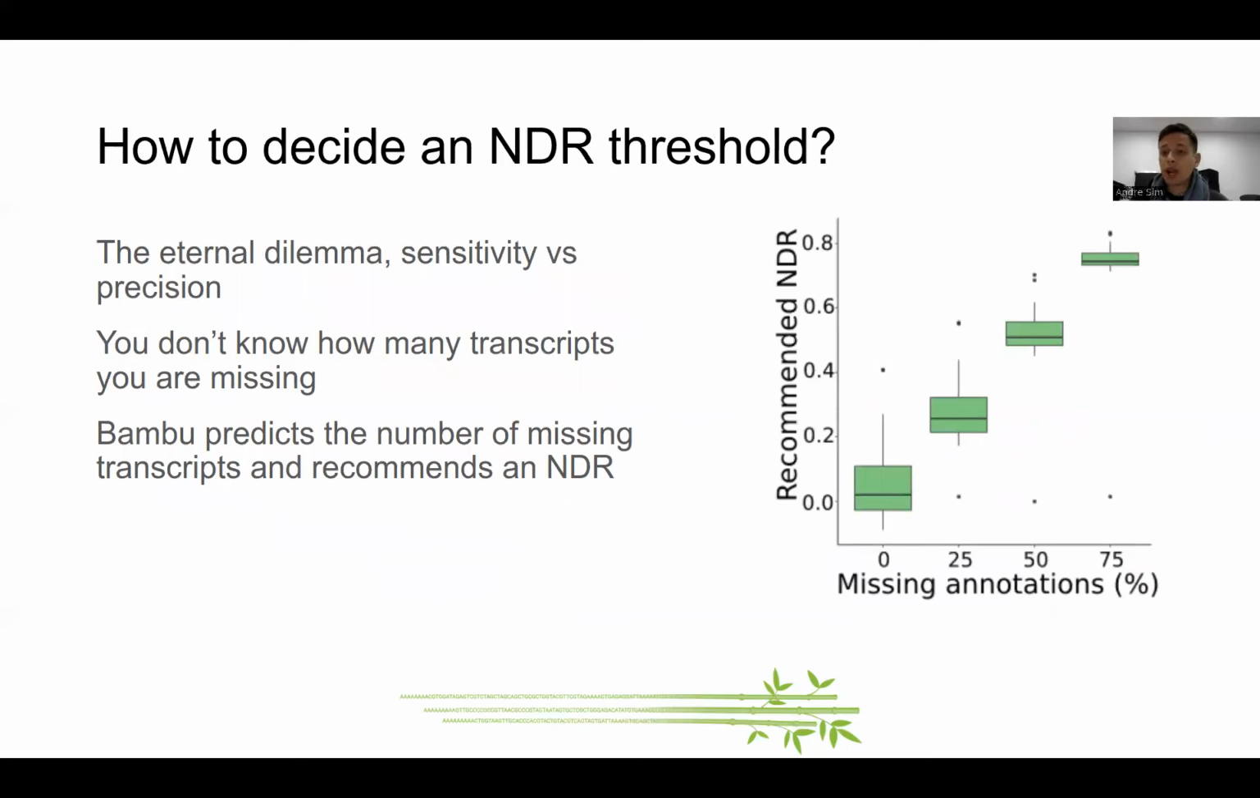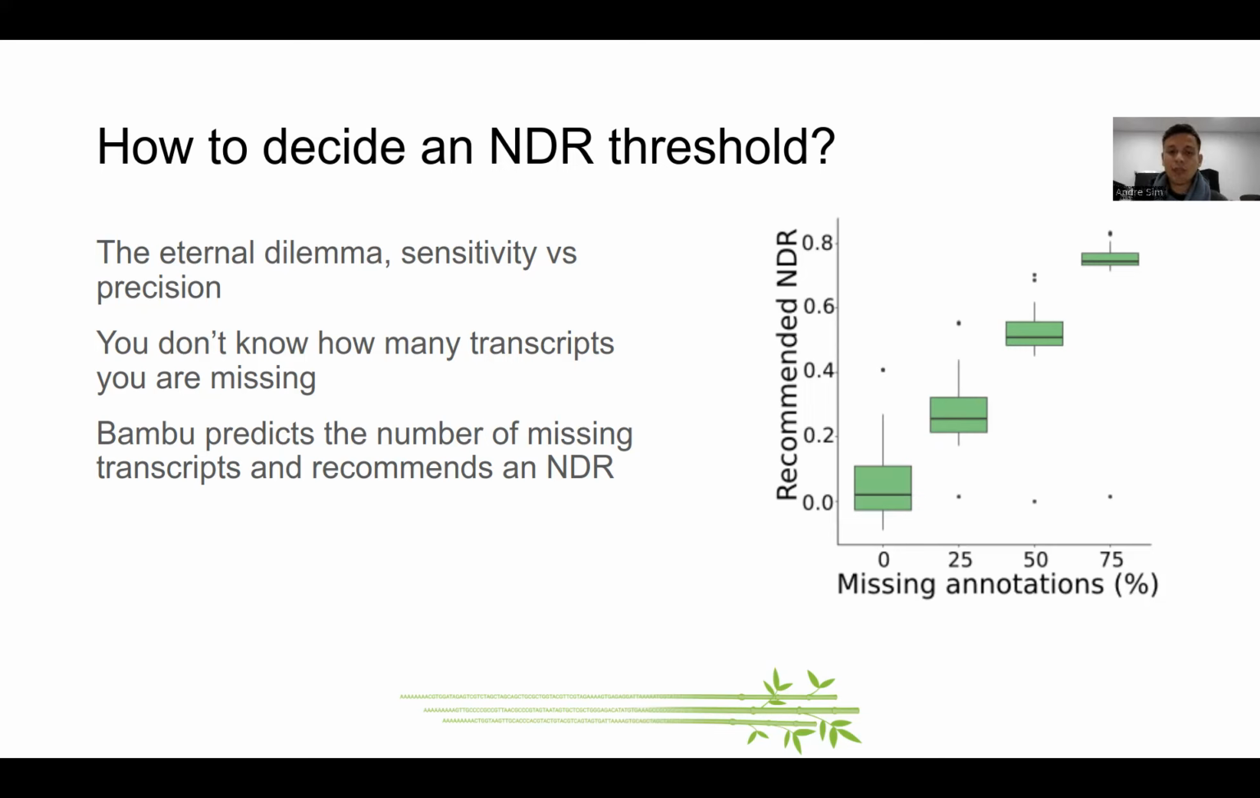Now one other thing I want to talk about: now that we know that Bambu works and compares favorably to some other tools, how do you use it? How do you decide what NDR threshold is perfect for your sample? Just like every other threshold, it's always a trade-off between sensitivity and precision. But the NDR adds an extra layer of complexity, because you don't always know how many novel transcripts are found in your sample. If you did already, then maybe you don't even need to be performing transcript discovery.